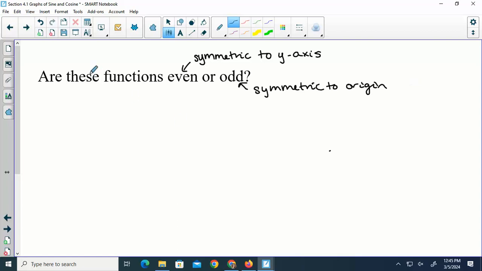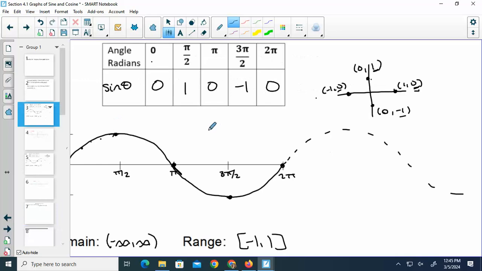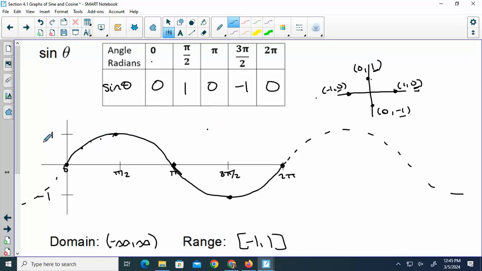Okay, let's look at our graphs. When I graph sine, is this symmetric over the y-axis? If I fold this graph on my y-axis, does it overlap itself? No. Is it odd? If I fold it over the y and then fold it over the x, would it overlap itself? Yes. What about cosine?